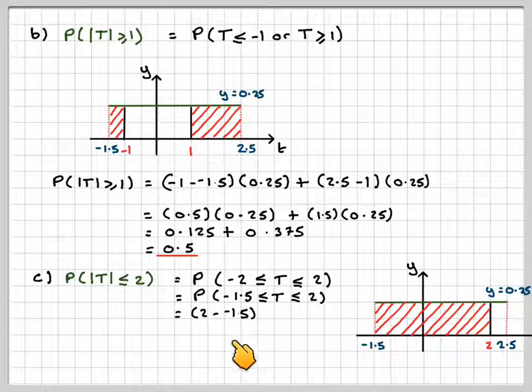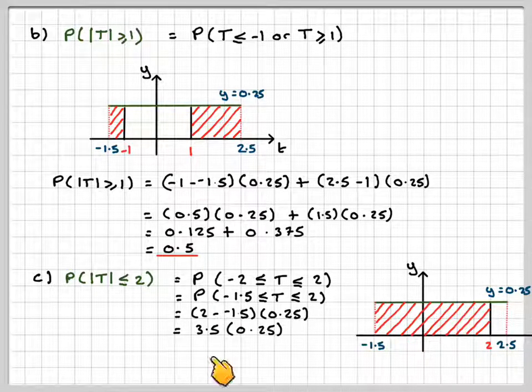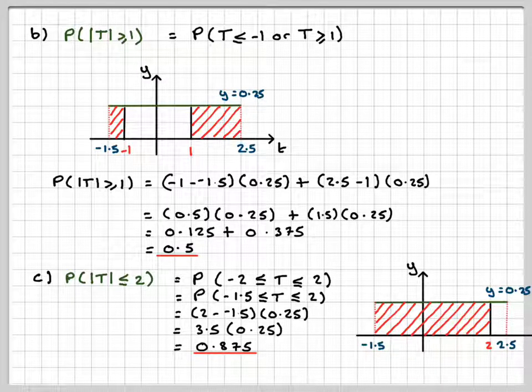So it's going to be 2 minus -1.5, times the height, which is 0.25, which gives me 3.5 times 0.25, which gives me 0.875. Okay, so this has been a video to show you how to find errors when measuring a particular race.